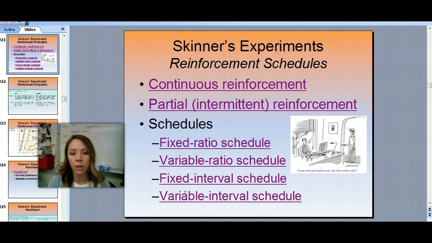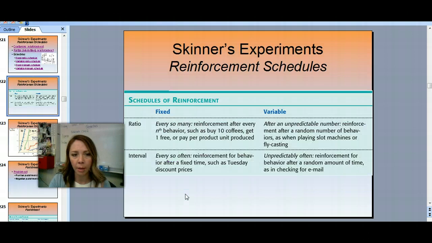Continuous reinforcement, oh my gosh, the schedules of reinforcement. So let me just show this next one here. Remember that when reinforcement, again, I'm making it happen again. Fixed versus variable, ratio versus interval. So a ratio is a number, an interval is time. So a ratio, if it's fixed, so every so many times the behavior occurs. So if I buy 10 coffees, I get one free thing. So a fixed ratio. Could be a 1-to-1 ratio, it could be 1-to-10. A variable, so it's after an unpredicted number, the behavior is rewarded.